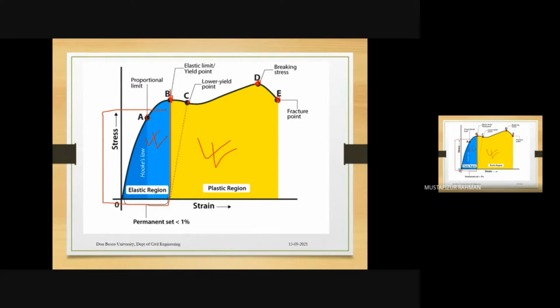There will be some permanent deformation that we call plastic strain. That is why we are calling this region the plastic region, because there will be some permanent deformation if we increase the load beyond this point. Okay.